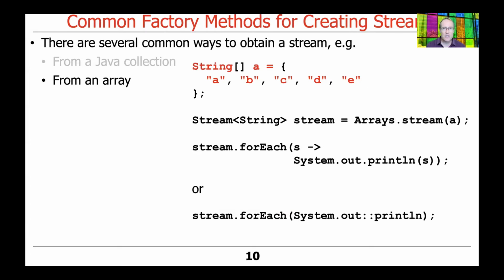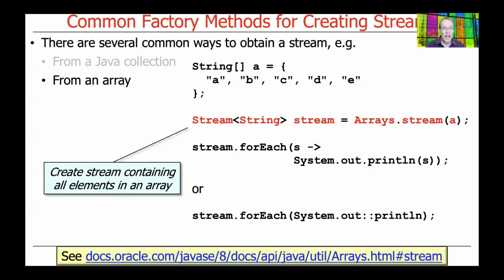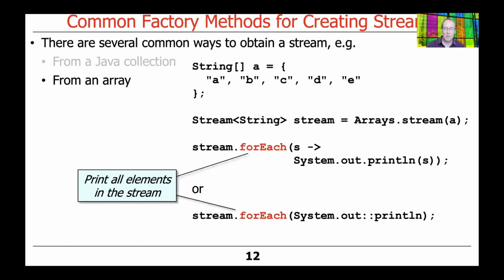You can also create streams from arrays. So if you have an array, like an array of strings here with A, B, C, D, E, you can say Arrays.stream and then pass in the built-in array. Arrays is a Java utility class that has a bunch of methods that work on arrays, and there's one to convert a built-in array into a stream. And then once you've got that stream, you can do stuff with it, like you can print it out using a lambda expression or a method reference, and so on and so forth.